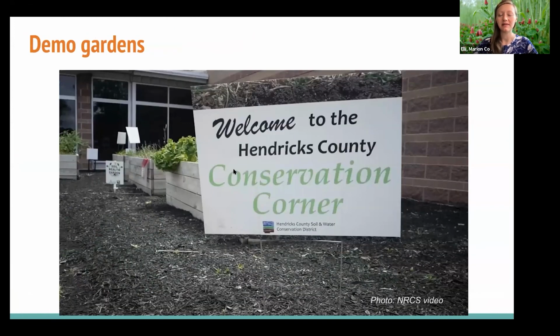Some of you, especially those that work with SWCDs, may be familiar with demonstration gardens at fairgrounds or with master gardeners or at your own offices. And this is a perfect place, I think, for us to demonstrate soil health practices and trial different cover crop mixes, trial different production methods that work on soil health as well, and a great way to engage community members.